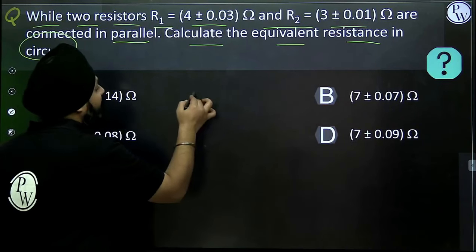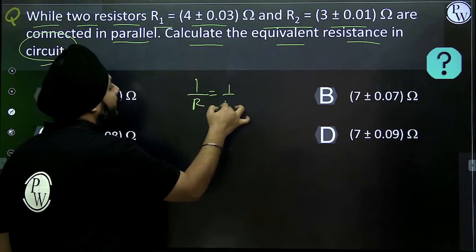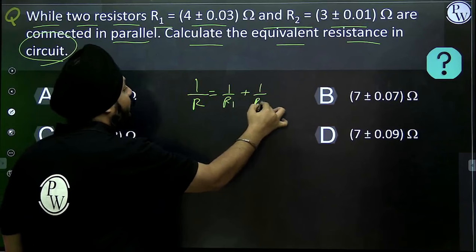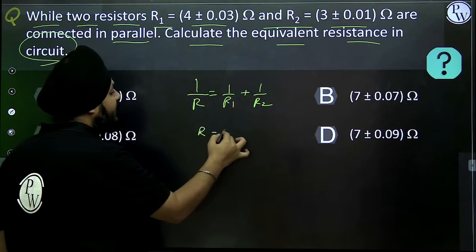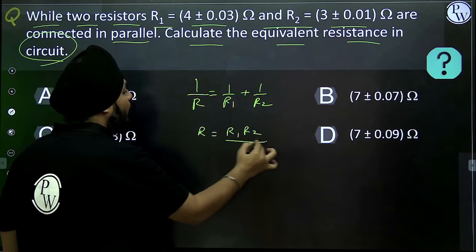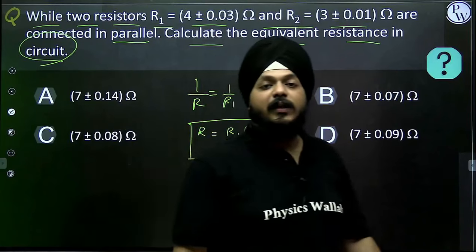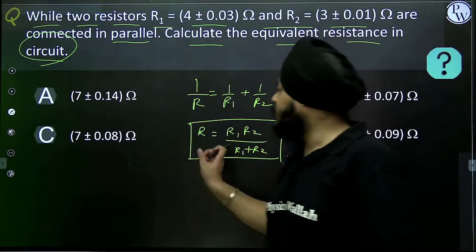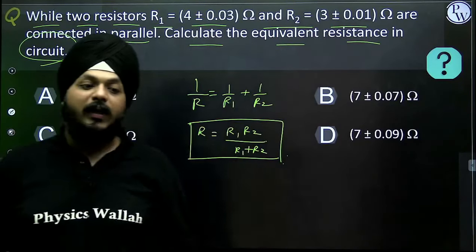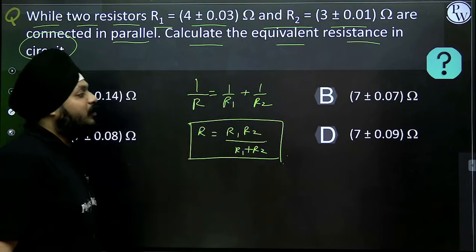What is the formula for parallel? 1 by R is equal to 1 by R1 plus 1 by R2. How are we going to solve? R is equal to R1 R2 whole divided by R1 plus R2. One question was asked in the JEE examination. From this we can derive two formulas.